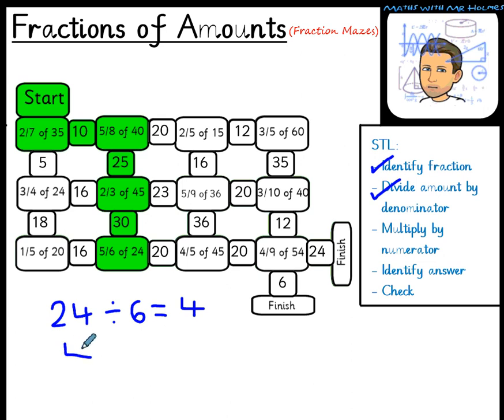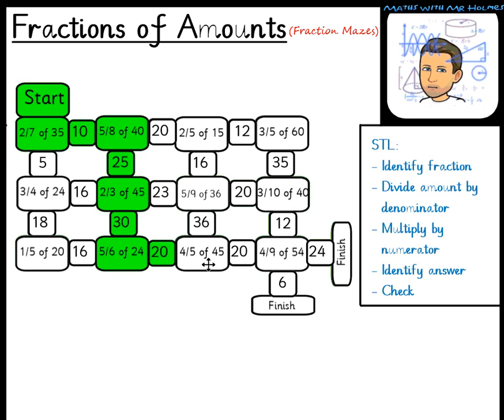Now I need to multiply that amount by my numerator, which was 5, and 4 5s, another times table, equals 20. So which way am I going? Going left? Nope. Going right? Yes, that's 20. And I'm happy I checked as I went. On to our next question then.